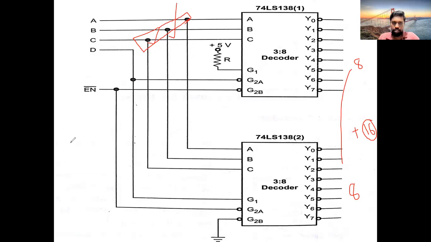So by taking this cascading concept, we got these 16 at a time. Right now we need a 4 to 16 decoder, so 16 outputs are framed. Now we should concentrate on the 4 inputs.